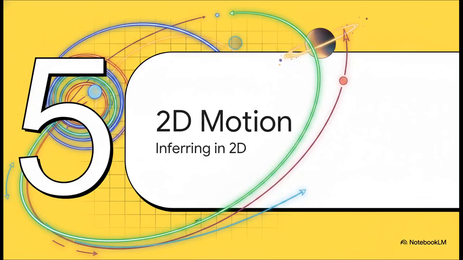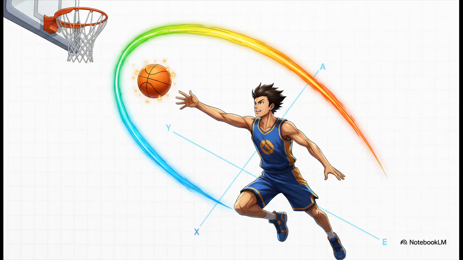Finally, Section 5, Motion in Two Dimensions, Expanding the Reality. Our final standard asks us to confidently infer motion in 2 dimensions. Now, we're no longer just a train on a straight track. We are a car driving on a curving road, or a basketball arcing through the air towards a hoop. We're dealing with an x-axis and a y-axis simultaneously. But here is the amazing secret. We utilize the exact same models. We still use graphs, equations, and diagrams. The framework doesn't change at all. It simply expands to handle the new complexity.